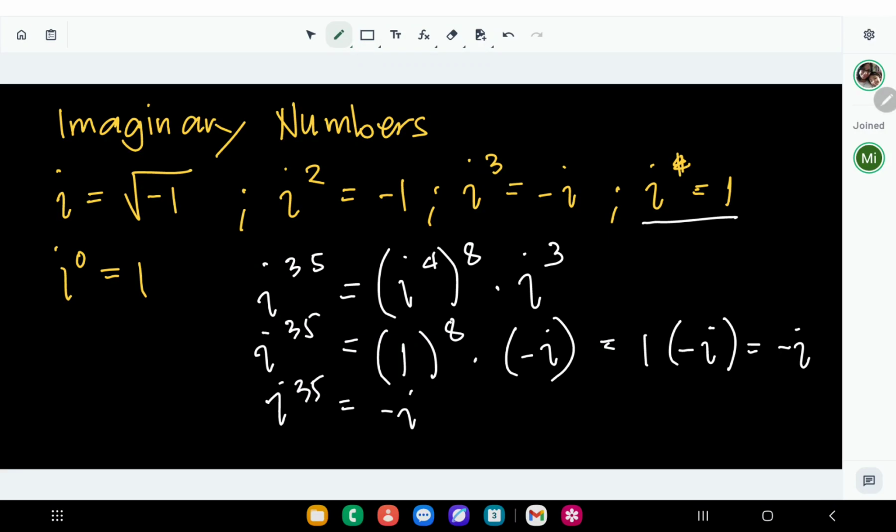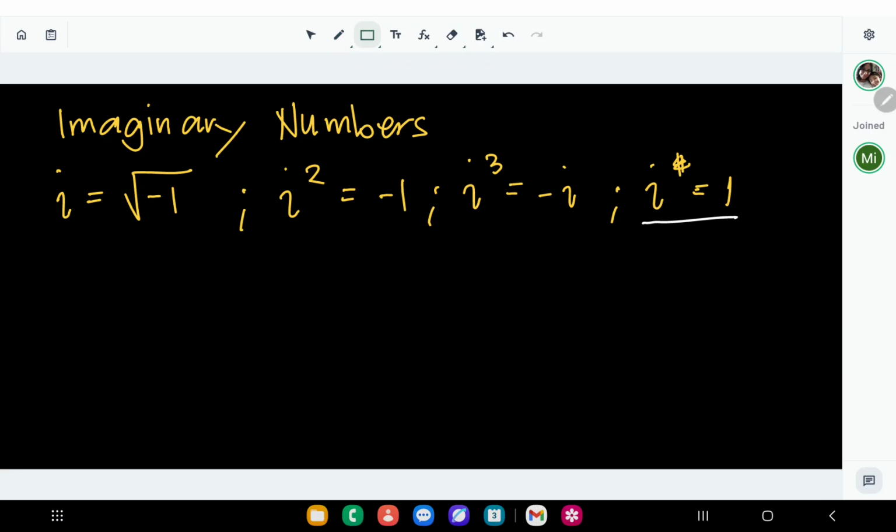Alright. Okay, how about I give you this? I just won't delete that, the cyclic powers of i. What if you're asked to get the value of i to the 124th?